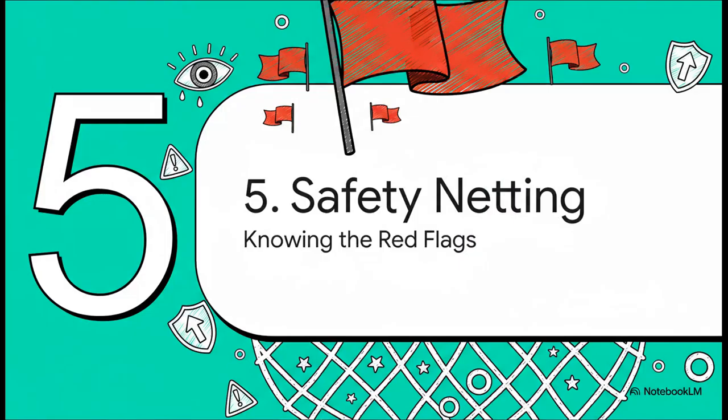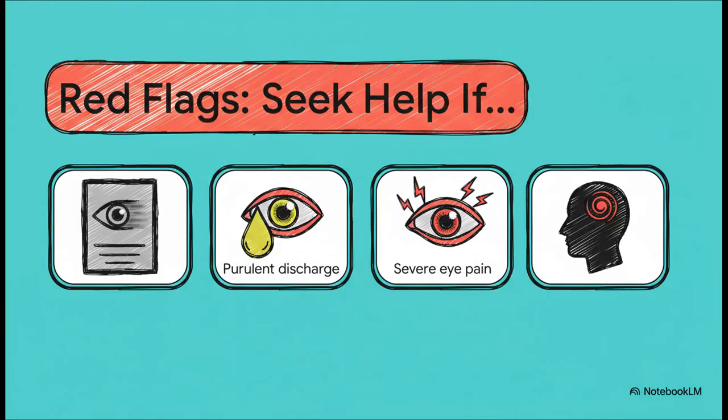And that brings us to our final and I'd argue most important section, safety netting. This is absolutely non-negotiable. This is where you give the patient the power to know when something is wrong and they need to get help fast. You have to be crystal clear about these red flags. Tell them, look, if your vision gets worse, you need to seek help immediately. Same goes for any thick, pus-like discharge. That could be a bacterial infection. And if you get severe eye pain or a bad headache, that's an emergency. It could be something like acute glaucoma. You want them walking out of that room knowing exactly what to watch for.